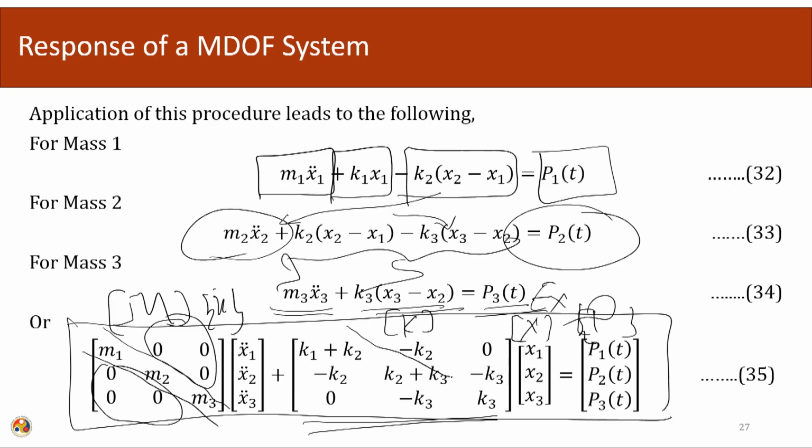So these are the diagonal terms, and if you look into the non-diagonal terms, we see that the matrix is symmetric. This establishes whatever we have learned earlier: the mass matrix is diagonal, off-diagonal terms are 0, and the stiffness matrix is symmetric. This is the matrix representation of the particular system.